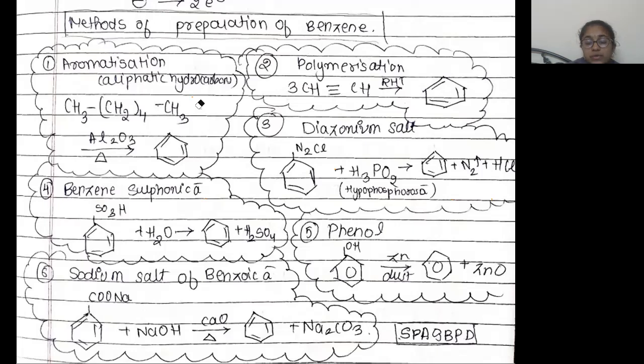The third one is diazonium salt. Now what is a diazonium salt? It is any kind of salt which has R, that is an alkyl group, and N2Cl. So we have N2Cl here, as you can see.